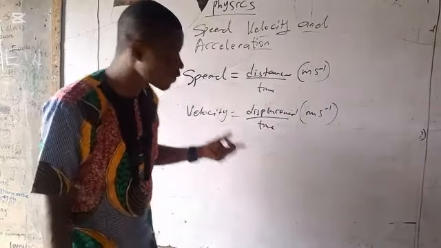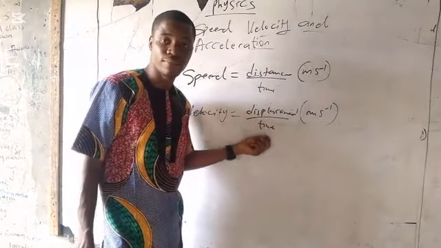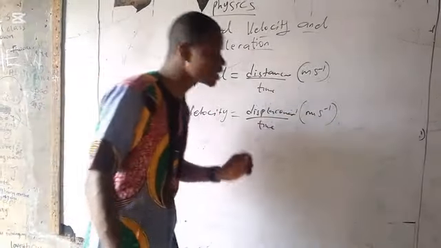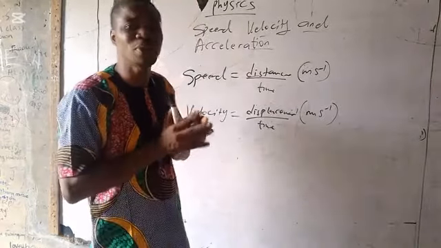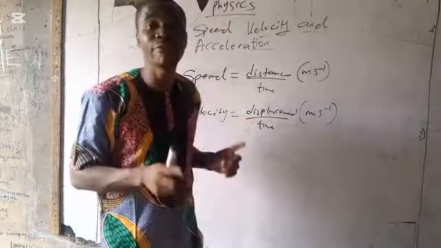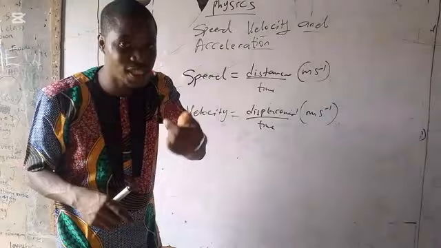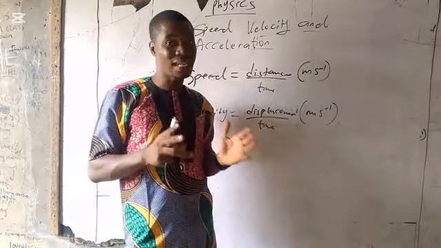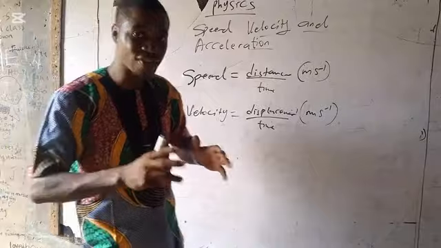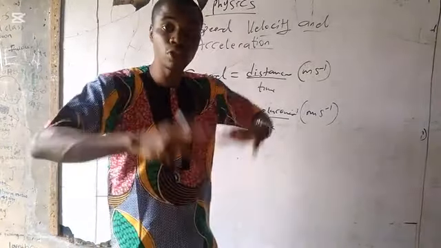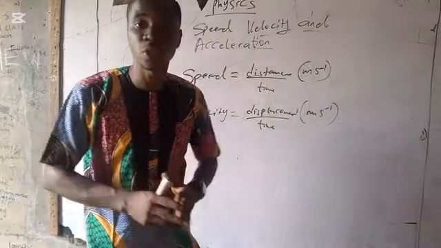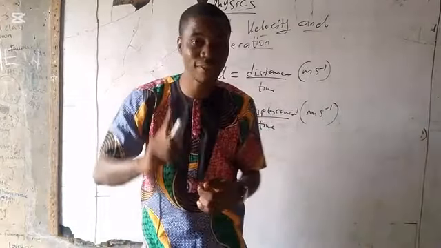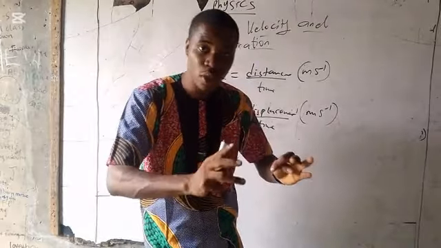The same thing for velocity. Velocity is displacement over time. It has the same unit as speed. So if speed is meter per second, velocity will also be meter per second. Now somebody will ask, what is the difference between speed and velocity? While speed is a scalar quantity, velocity is a vector quantity. A scalar quantity has magnitude but does not have direction, while vector quantities have both magnitude and direction. So they are specified by their direction and their magnitude. That is vector quantities.